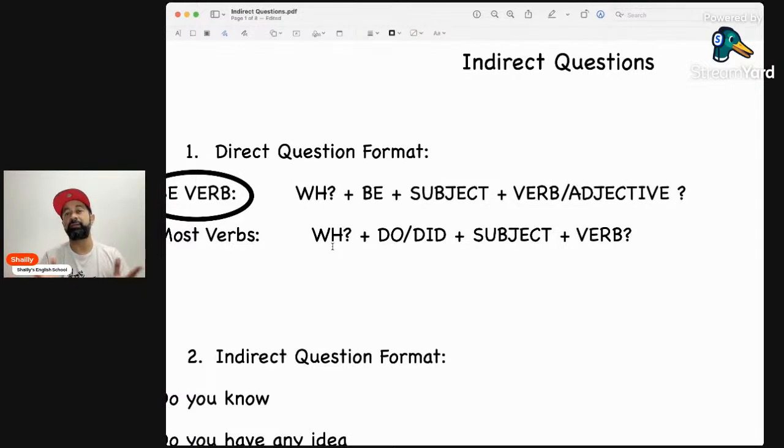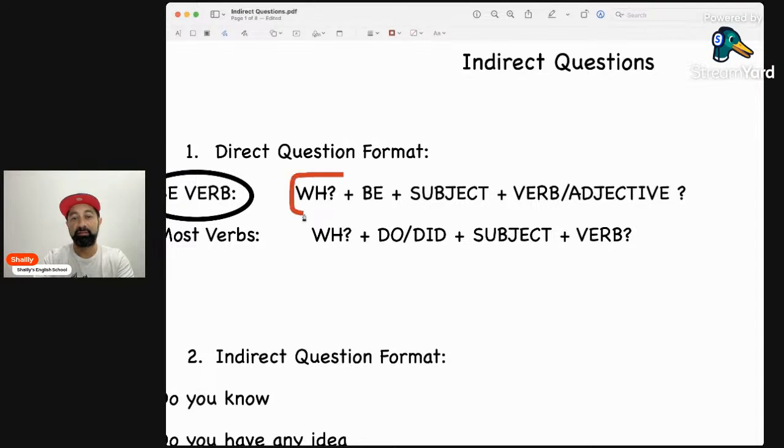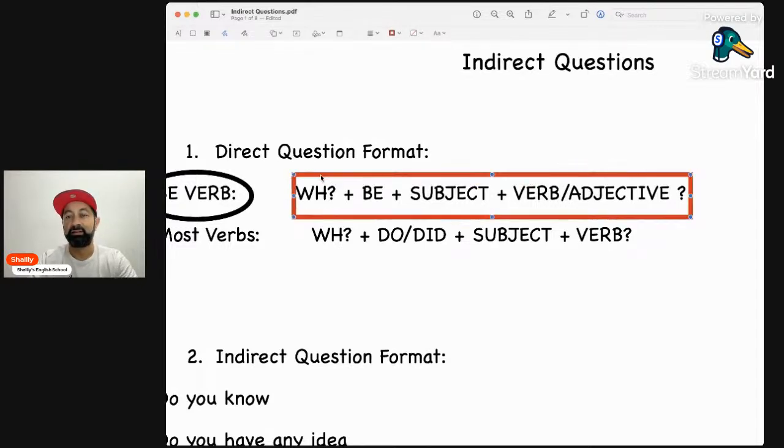Now, if we're using the be verb, the next word would be one of the be verbs. It could be am, is, or are. If we go past tense, it's was or were. After that, we will have our subject. Following the subject, we have the verb, and in some cases, we'll have an adjective. That is the standard grammar pattern for a direct WH question. We have that right here below. You can see this is your standard WH pattern. Now, this is a direct question.